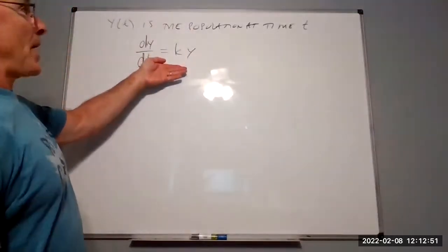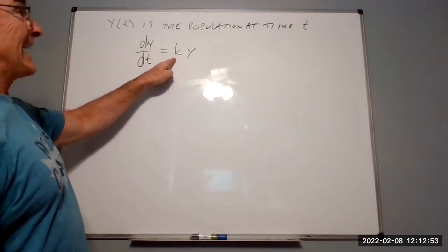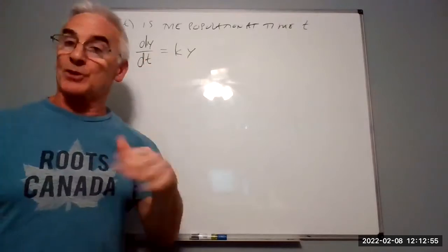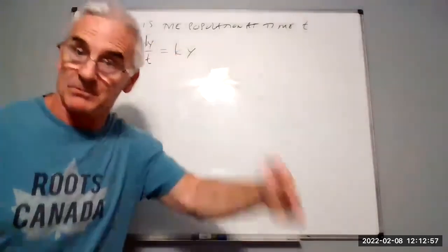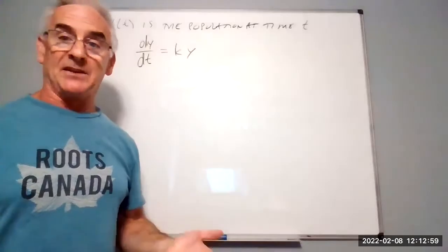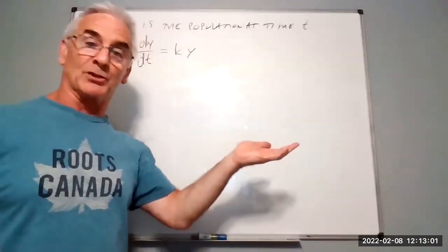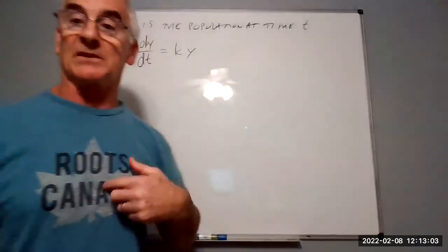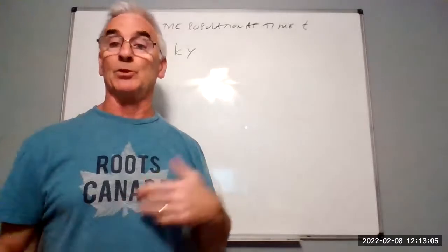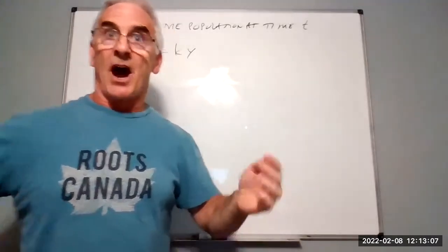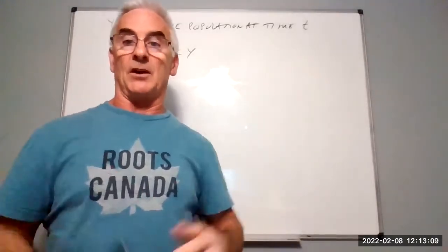So the population grows at a constant rate. Now, by the way, this could also be the population decays at a constant rate. If k is a positive number, it means I have population growth. If k is a negative number, it means I have population decay, right? I'm losing people. So in other words, I have something that's decaying at a constant rate.